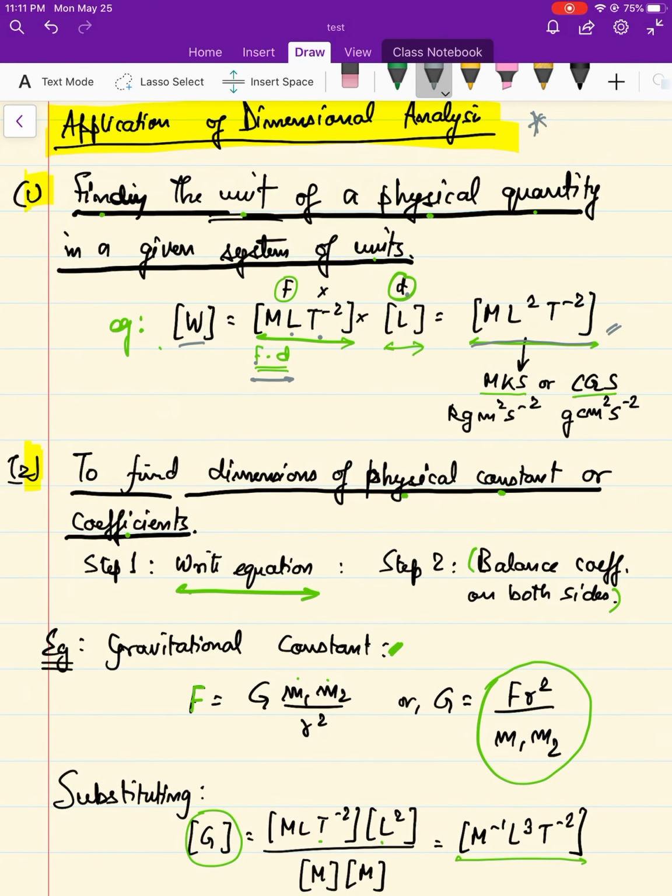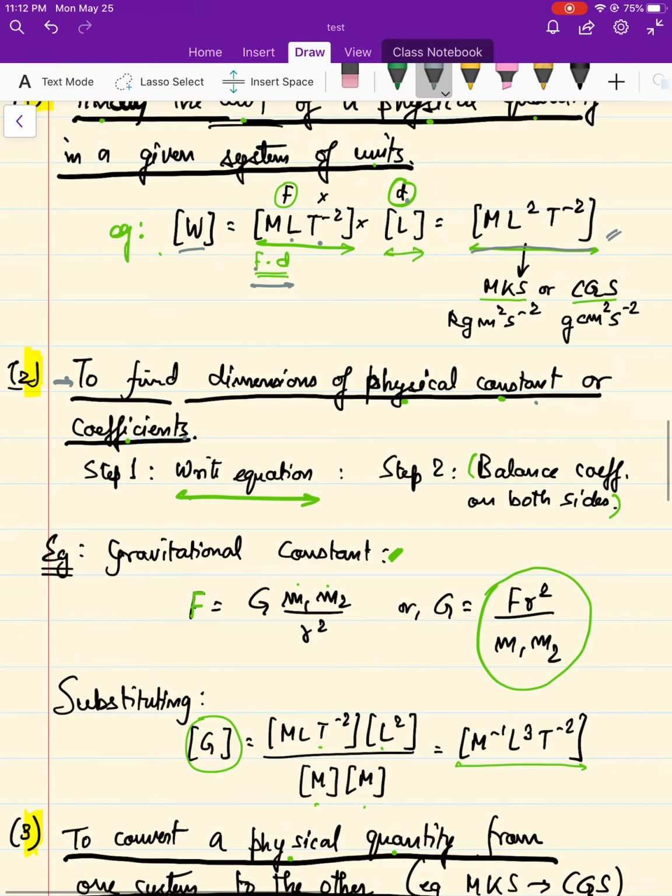The second point is you can find dimensions of physical constants or coefficients. It means that if you are given a relation, then you can find out what is the dimension of the constant that is given in the equation. So we follow two steps. First, write the equation, get some confidence that your equation can be used to figure out the dimensional form of your unknown constant, and then balance the coefficients of both sides. And we'll see later that we have used this property of homogeneity on both sides to figure out a lot of things, including dimensional similarity, right?